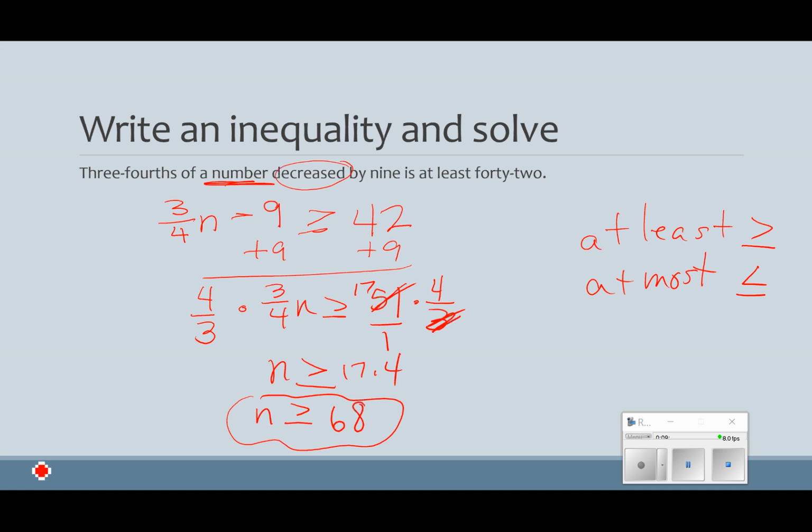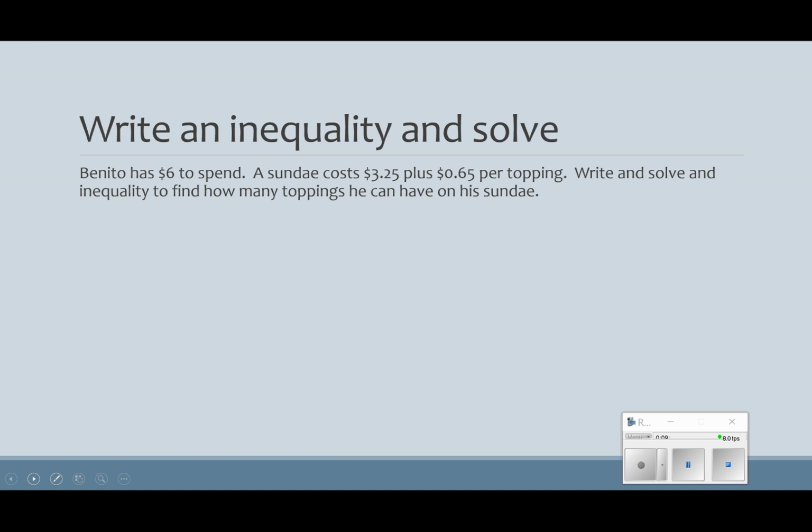Okay. One last problem. Benito has $6 to spend, and a sundae costs $3.25 plus 65 cents per topping. Write and solve an inequality to find out how many toppings he can have on his sundae. So let's let t toppings.